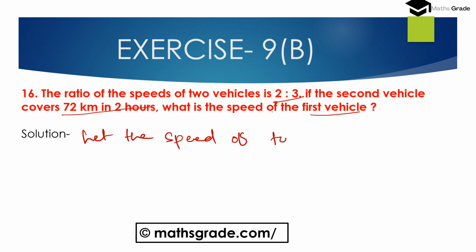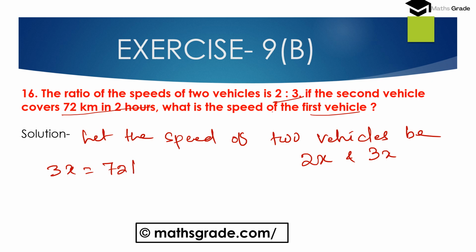Let the speeds of the two vehicles be 2x and 3x. It is given the second vehicle covers 72 km in 2 hours. The speed of the second vehicle is 3x. So 3x is equal to 72 km. So x will be 72 divided by 3, which is equal to 24 km.